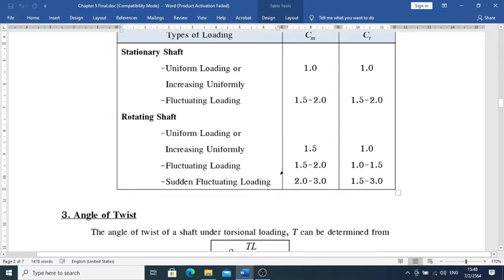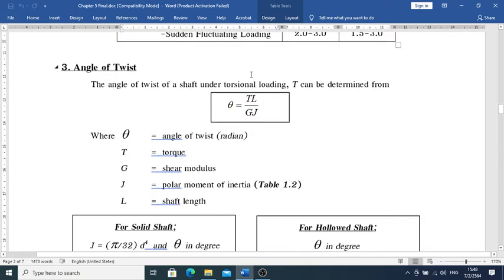And fluctuating loading 1.5 and 2, 1 to 1.5. For the sudden or fluctuating loading or severe loading, things like that, it's going to be up to 3, things like that. Okay, another one that we talked about in chapter 1 already, angle of twist.